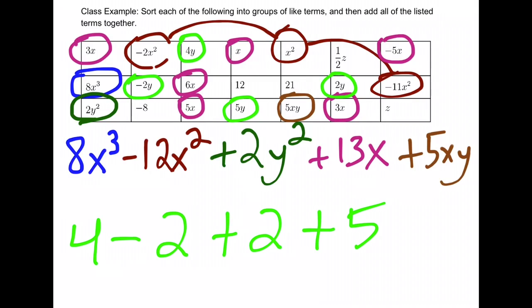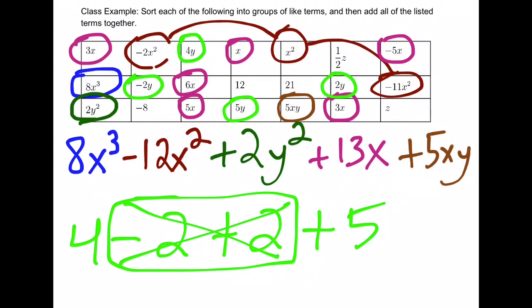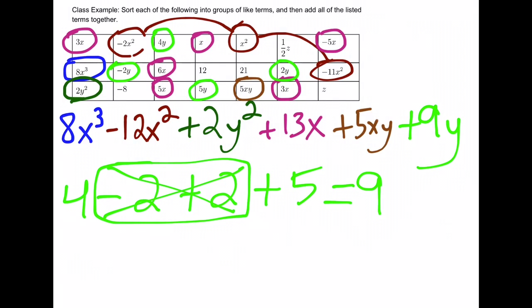A shortcut, instead of adding each one separately, is to look for two terms that cancel out. For example, negative 2 and positive 2 are just going to cancel out. So really my question is, what is 4 plus 5? And that's 9. I add plus 9y to the problem.